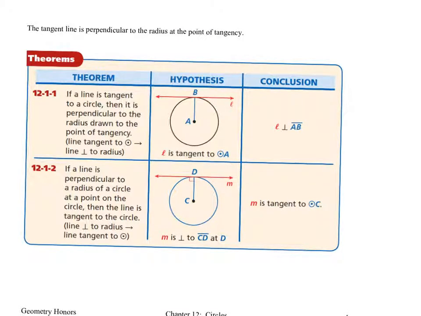And this theorem is important as well. So if you have a tangent line and you draw a line from the center to the edge, which would be a radius, and it's hitting that point of tangency, then it's perpendicular. We have a right angle in here. So line L is perpendicular to line AB, or radius AB. If a line is perpendicular to a radius of a circle at a point on the circle, then the line is tangent to the circle. So it's kind of like the converse of the first theorem.